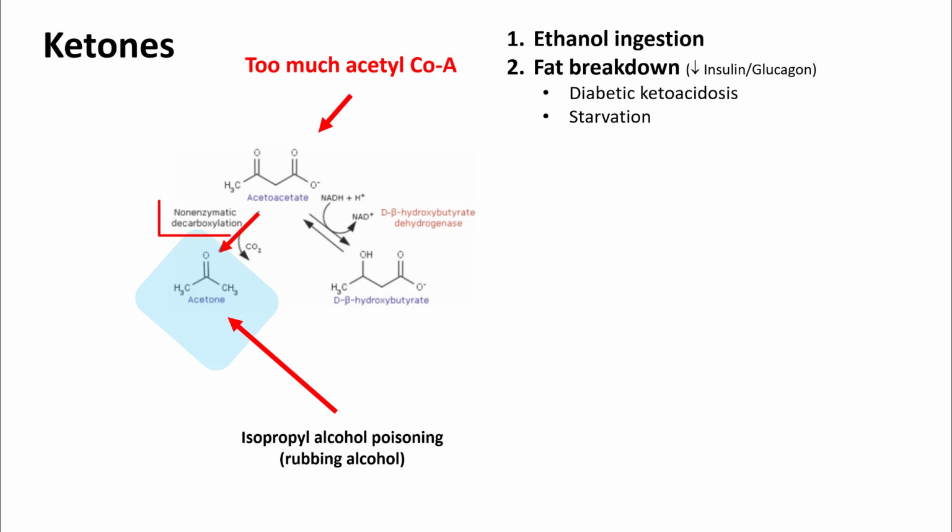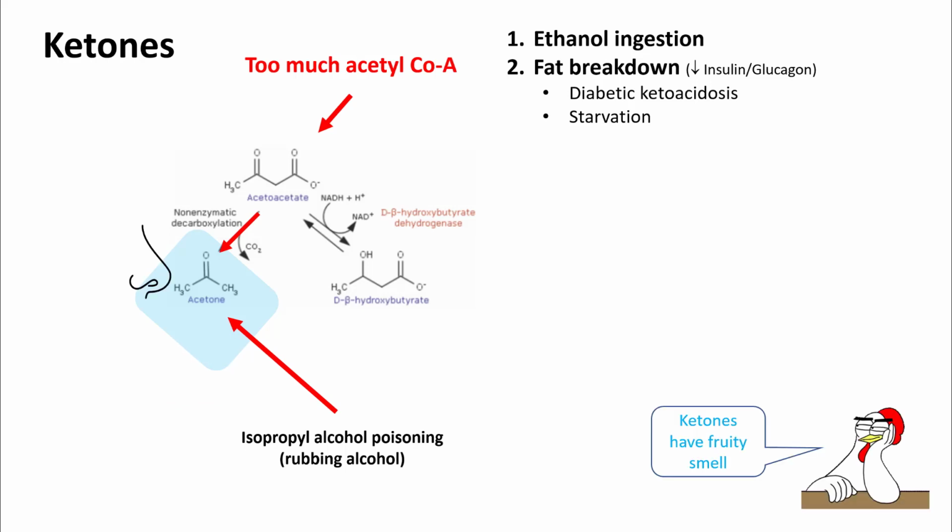Acetone is formed by the non-enzymatic decarboxylation of acetoacetate. It's also produced excessively in isopropyl alcohol poisoning, which is your rubbing alcohol. Acetone is a neutral molecule and does not cause an anion gap. And these patients with ethanol ingestion and fat breakdown can have a fruity smell because of acetone.